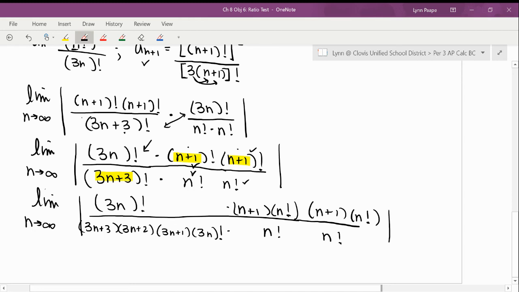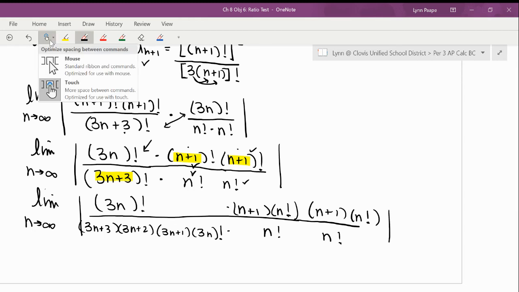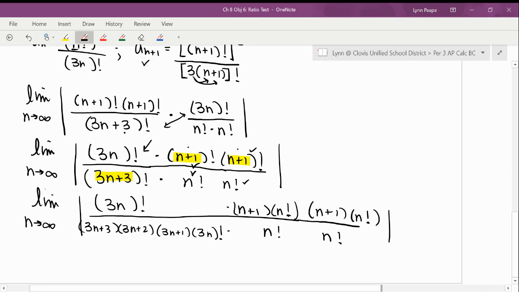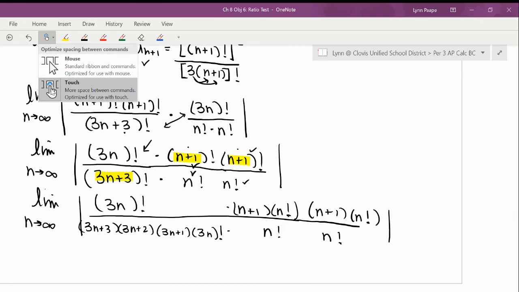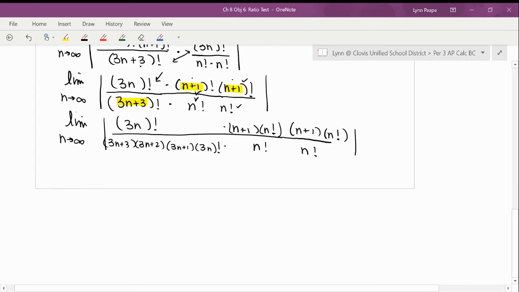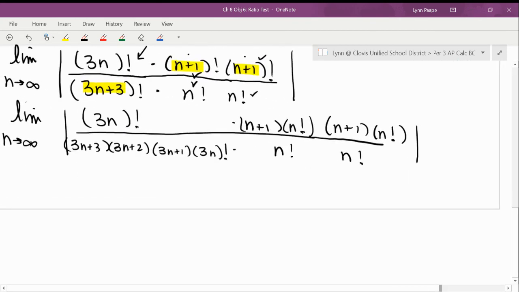I'm writing kind of giant here, so let me scoot. Hold on, let me try this again one more time. There we go. Just give myself a little bit of room.